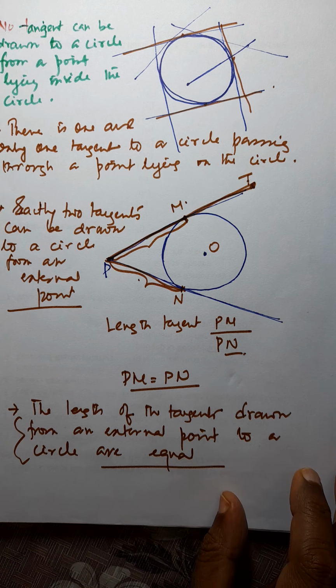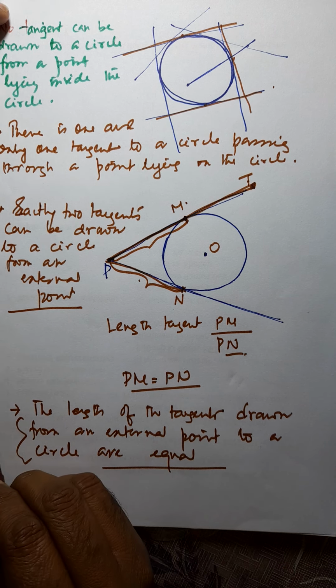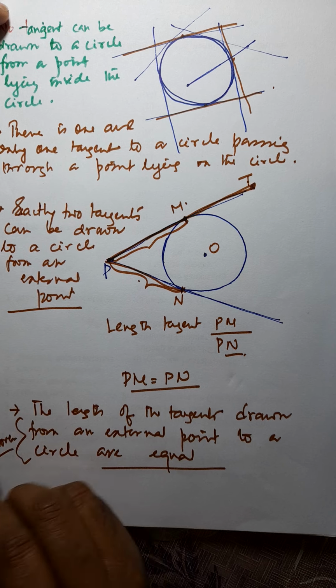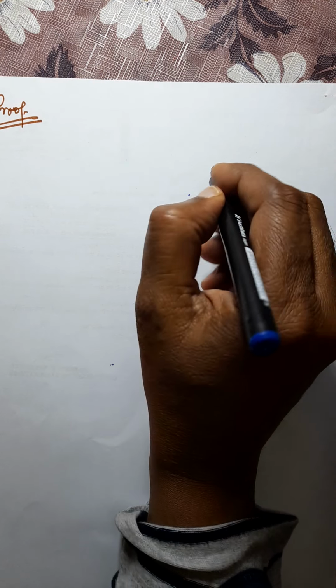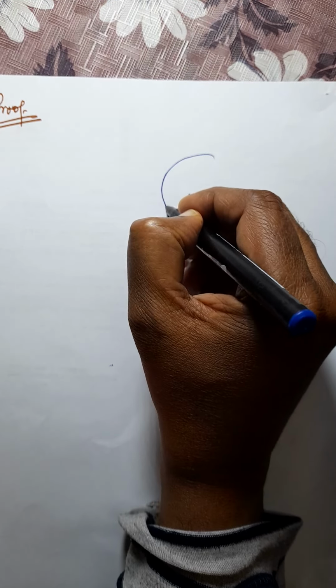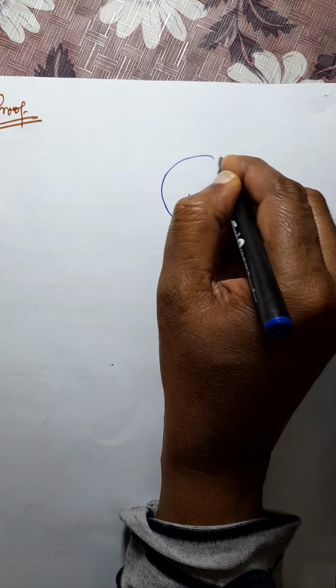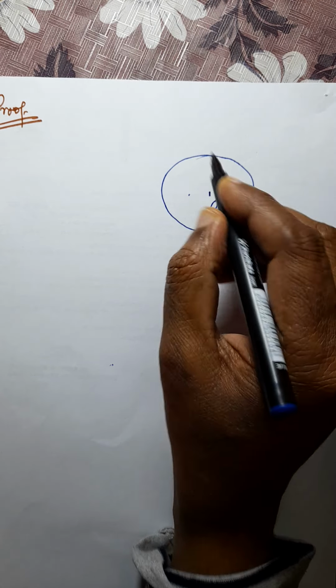This we can prove geometrically. These things we can prove geometrically. This is also known as theorem. Sometimes we are asked to prove in the exam. Okay. Prove that the length of the tangents from external points are equal. That we need to prove. So prove. How to prove this one? For this, we will draw a circle. This is a circle with center O.